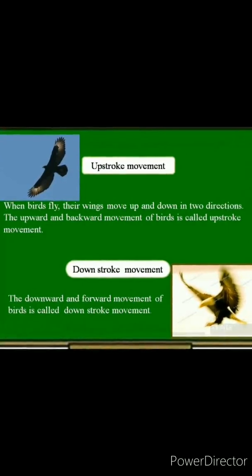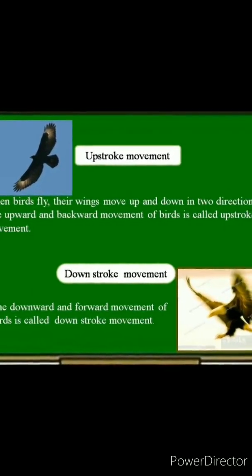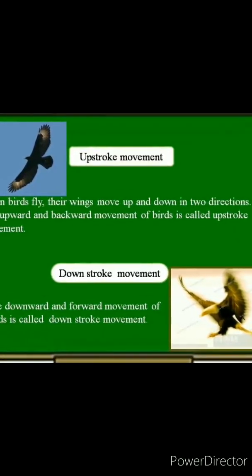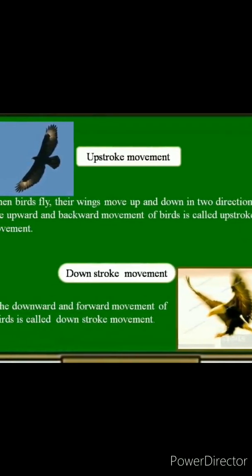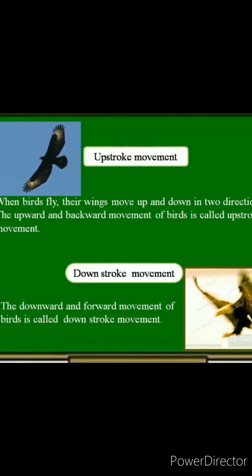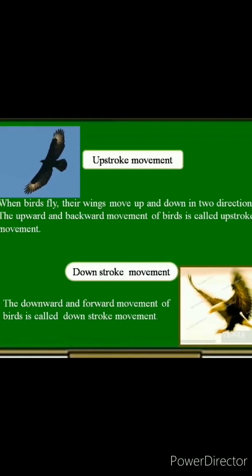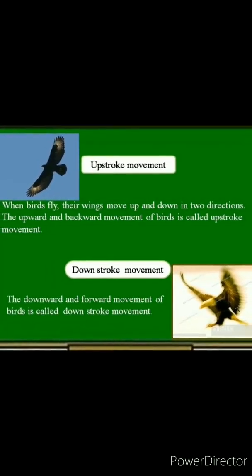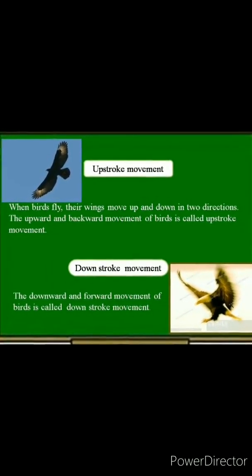What is upstroke movement? The upward and backward movement of birds' wings is called upstroke movement. What is downstroke movement? The downward and forward movement of birds' wings is called downstroke movement.